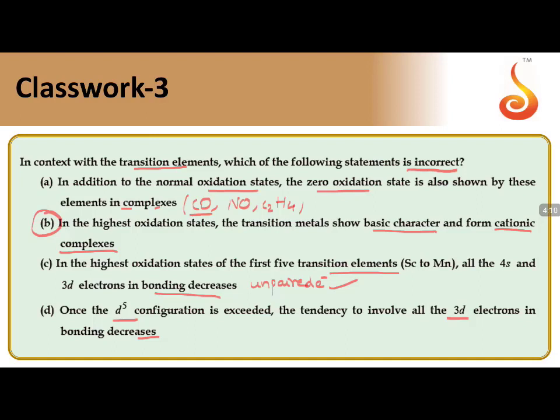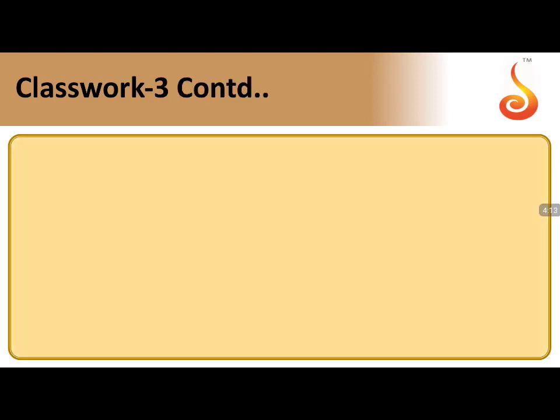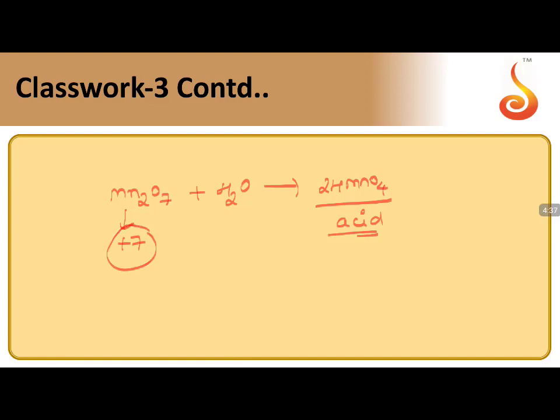Let us see what is the reason for option B. In option B, if you have the highest oxidation state, let us take Mn2O7. Manganese is in +7 oxidation state. If you add H2O to this, you will get 2HMnO4, which is permanganic acid. This is going to be an acid. Is it a base or acid? Acid. So the higher oxidation state compounds result in formation of acids, not bases. So the answer for this is option B. It is the incorrect statement among the 4 statements.